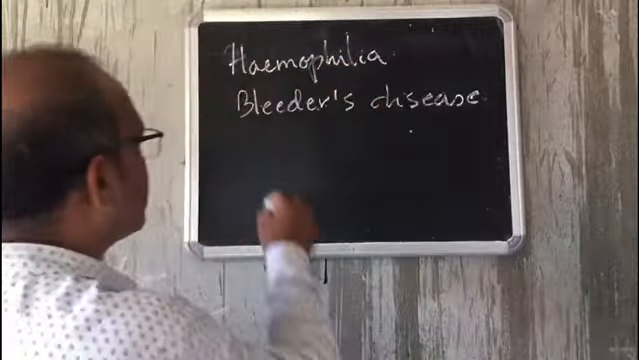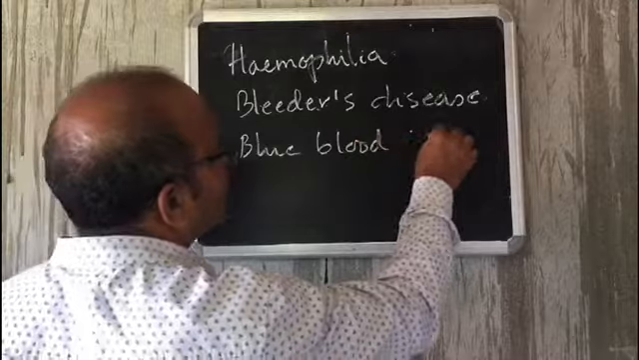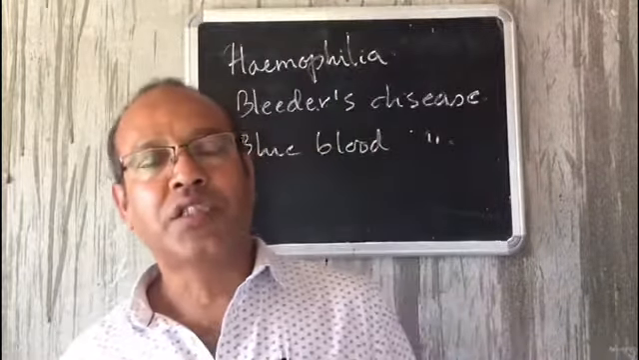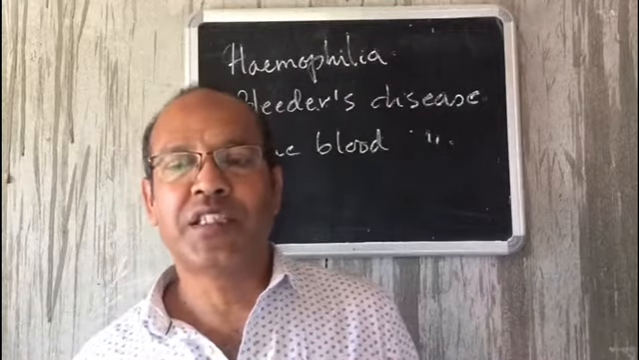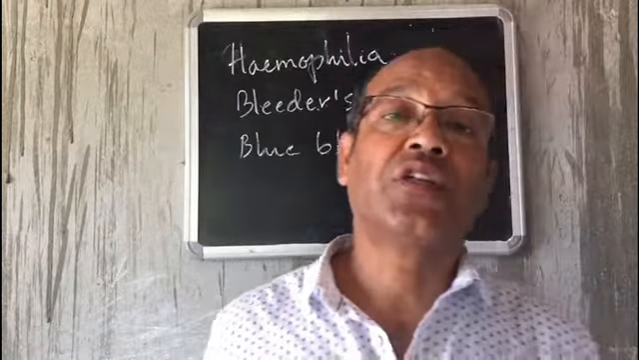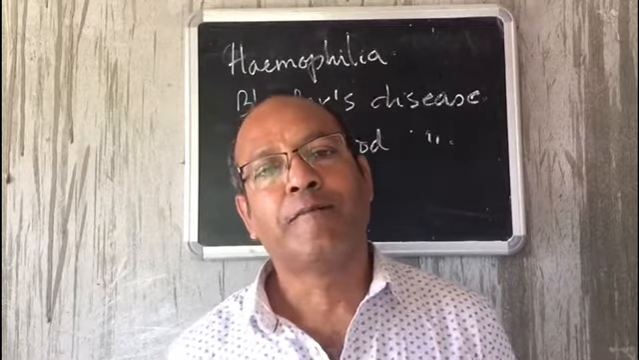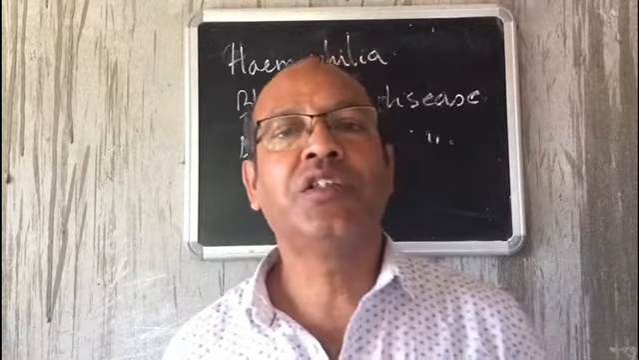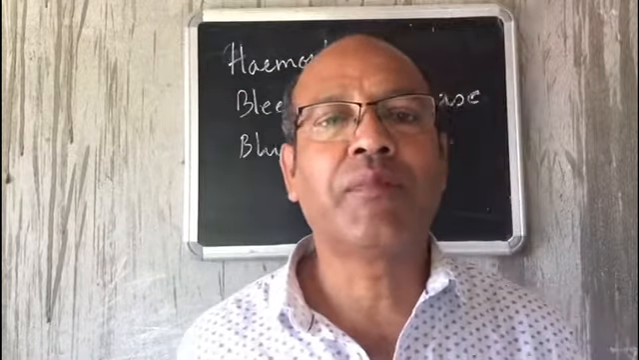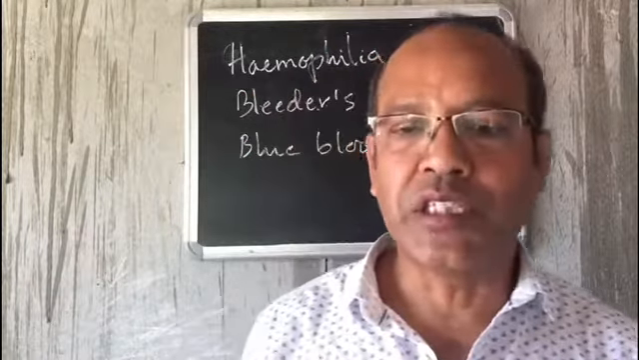That is why it is also known as blue blood disease. This is basically a congenital abnormality in man, in which case the blood fails to clot. And that is why a person who is suddenly injured will die due to excessive loss of blood if blood transfusion is not an immediate possibility.